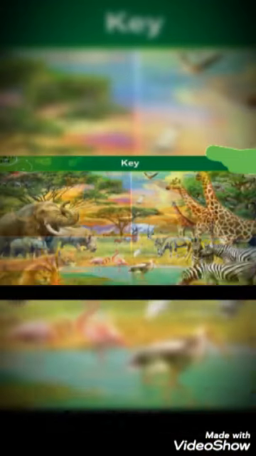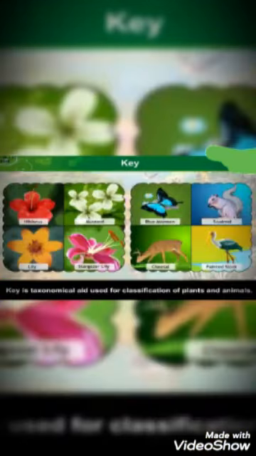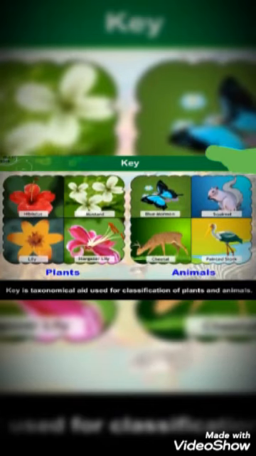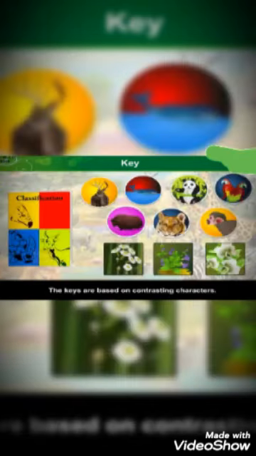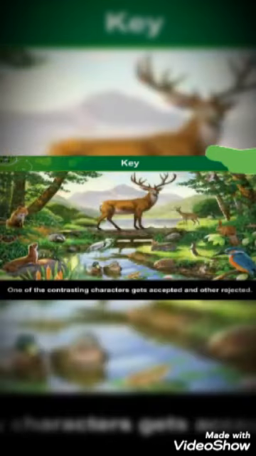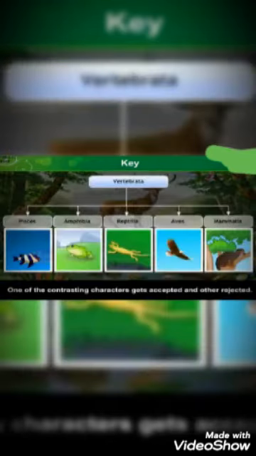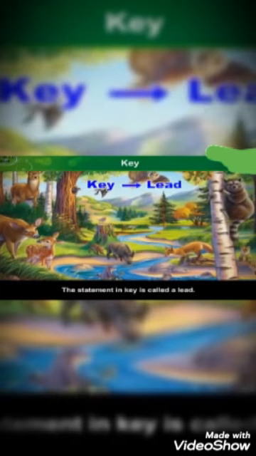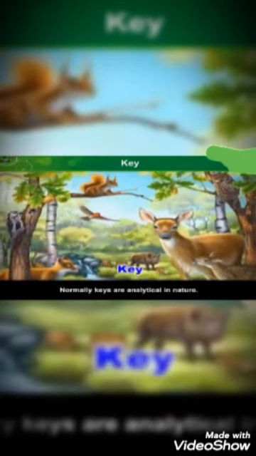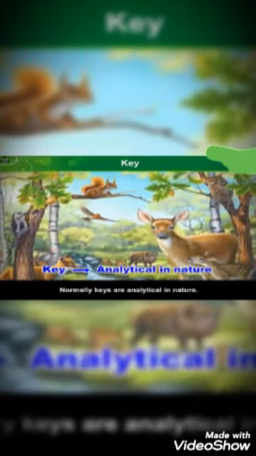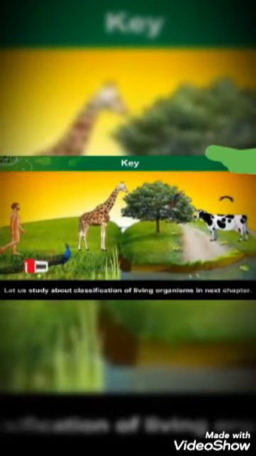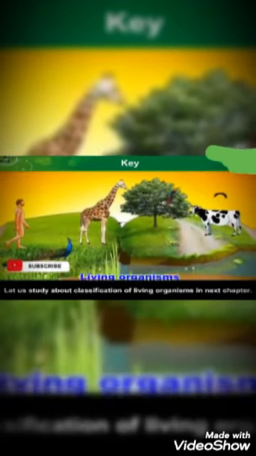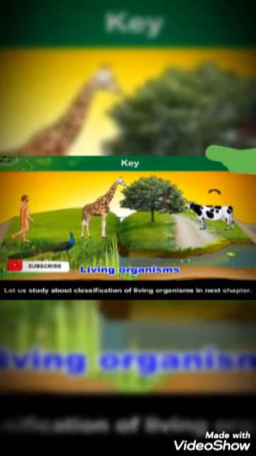A key is a taxonomical aid used for classification of plants and animals. The keys are based on contrasting characters. One of the contrasting characters gets accepted and the other rejected. The statement in a key is called a lead. Normally, keys are analytical in nature. Let us study about classification of living organisms in the next chapter.